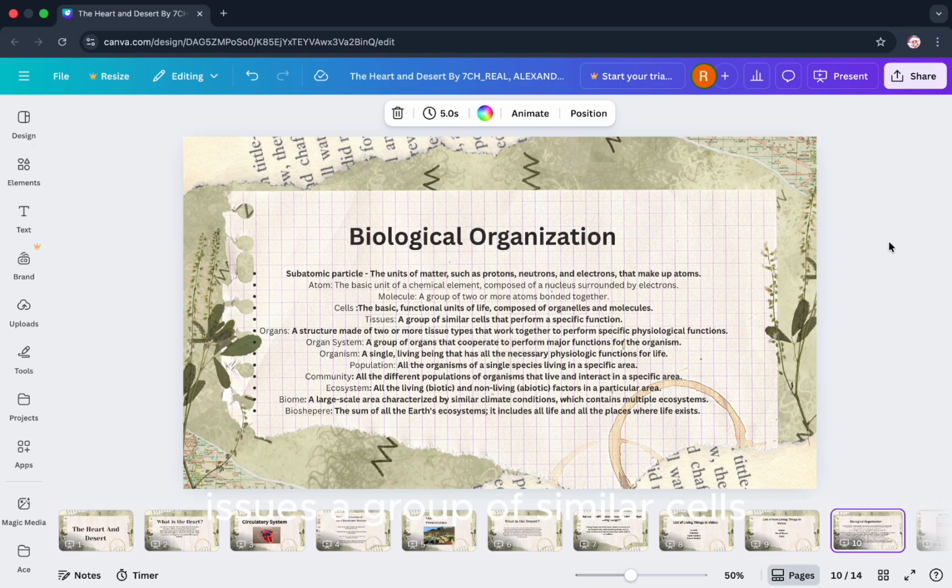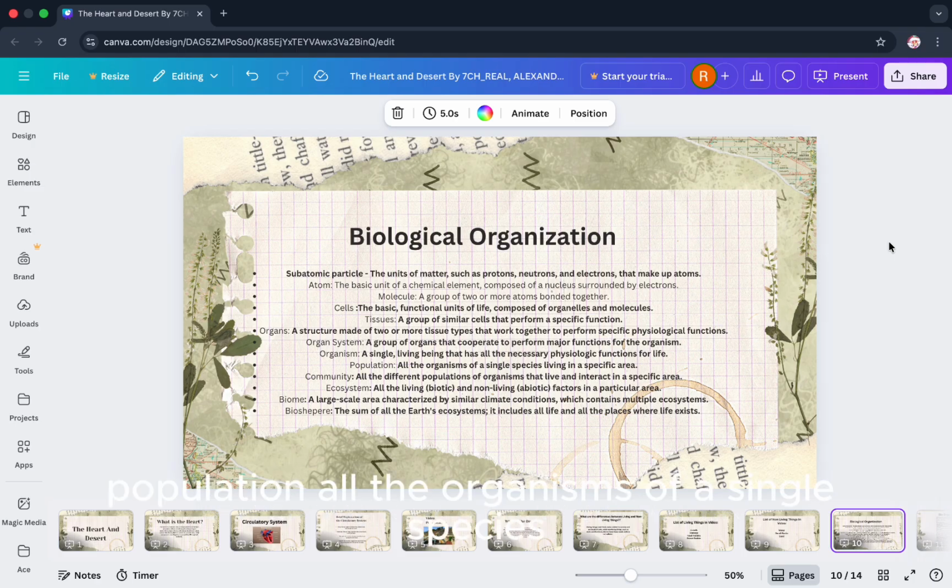Tissues, a group of similar cells that perform a specific function. Organs, a structure made of two or more tissue types that work together to perform specific physiological functions. Organ system, a group of organs that cooperate to perform major functions for the organism. Organism, a single living being that has all the necessary physiologic functions for life.